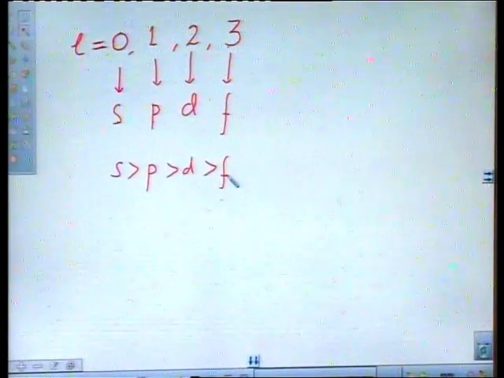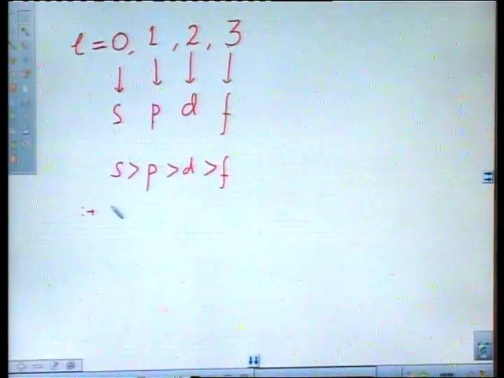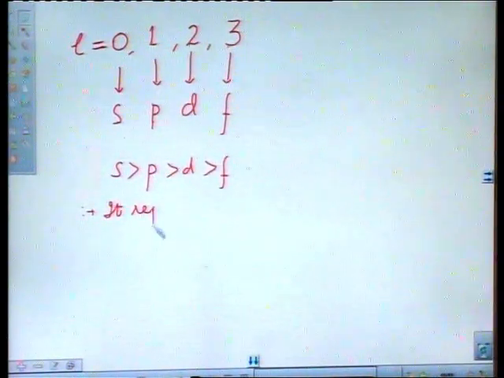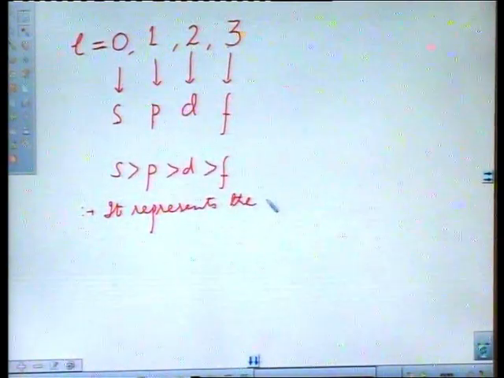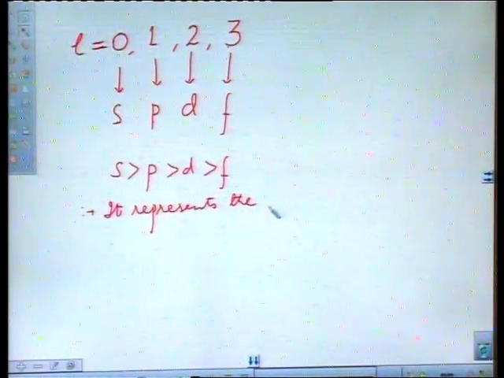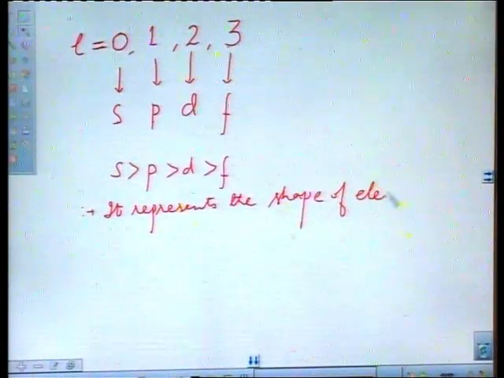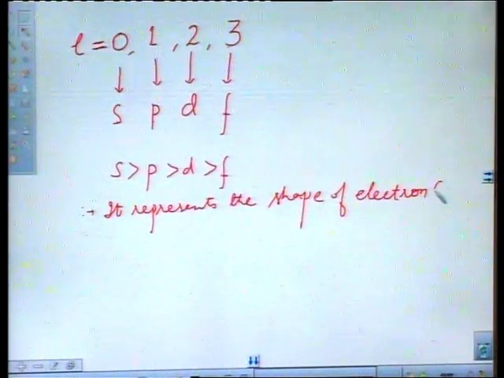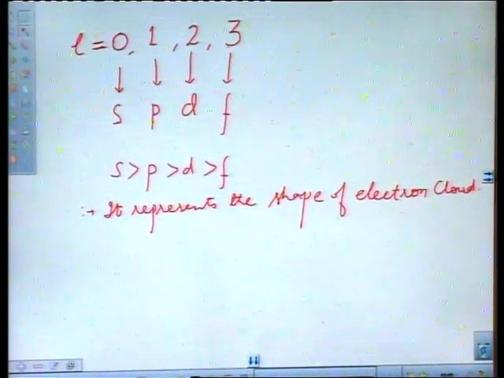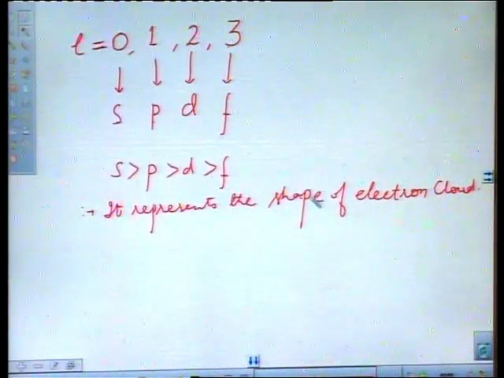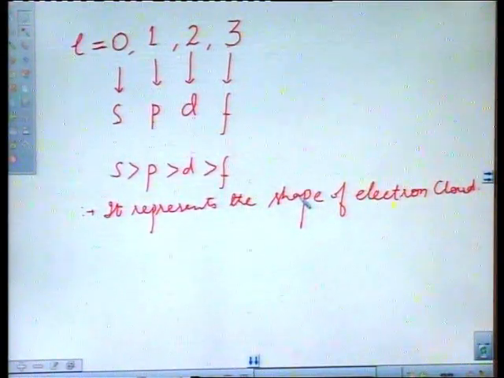So, the physical significance of this is that it represents the shape of the electron cloud. The principal quantum number gives the size of the electron cloud, and the azimuthal quantum number represents the shape of the electron cloud.